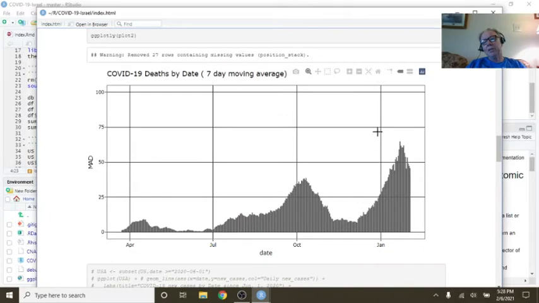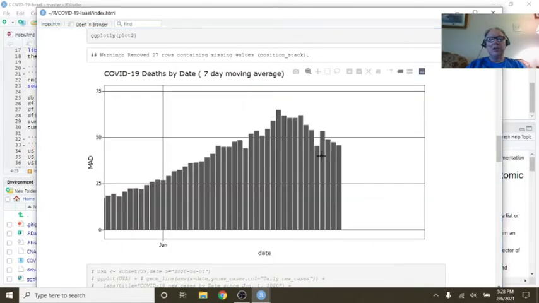What about deaths? Well, you can see there is a slight decline here. Take a look here. You can see back on November 22nd, deaths spiked at 65 per day. That number has now dropped down to 45 per day. That's a drop in daily deaths of almost 20 people a day.